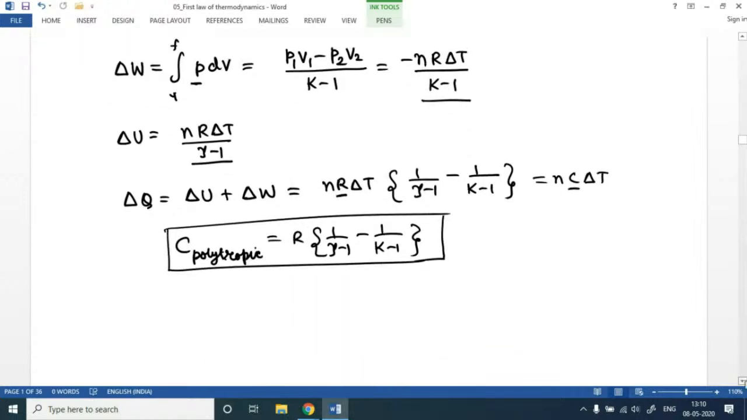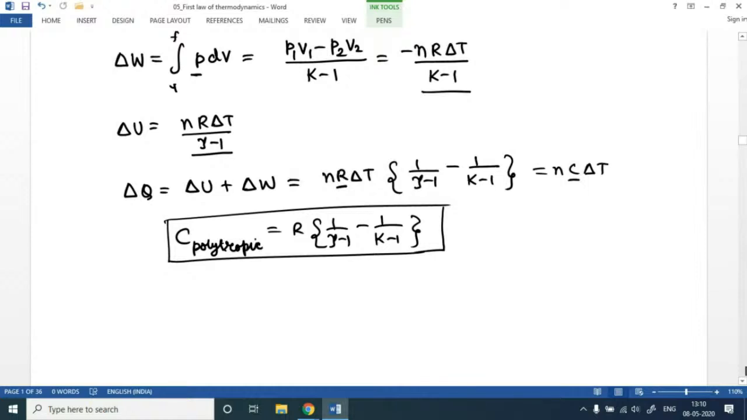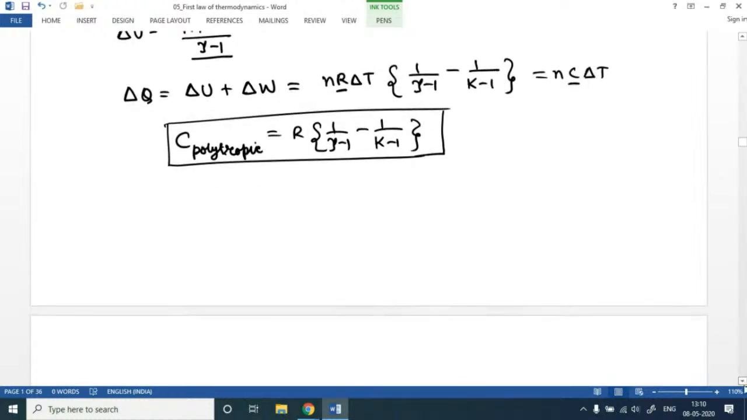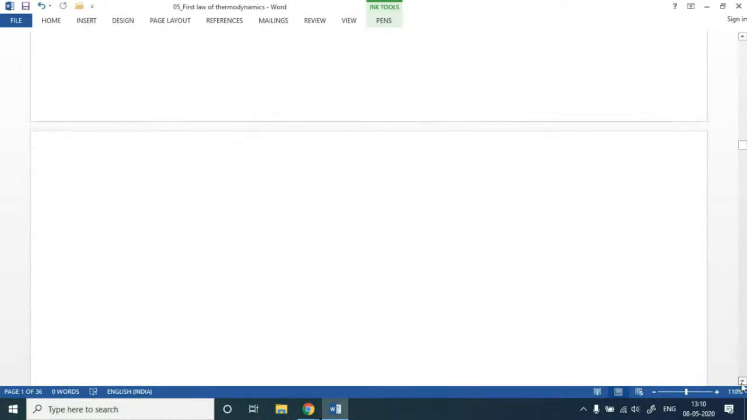Okay, so this is work done, change in internal energy, delta Q, and molar specific heat capacity of a gas for a polytropic process. Okay, and now let's take one very simple question of a polytropic process.